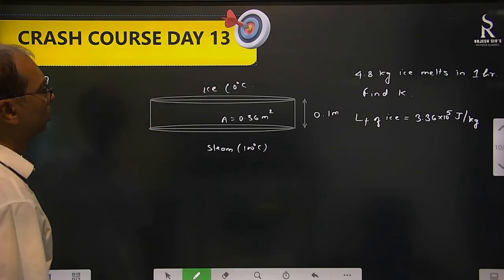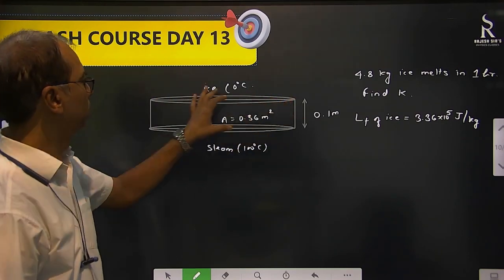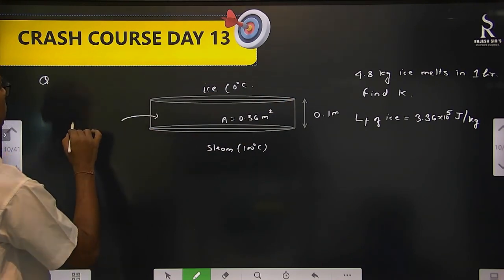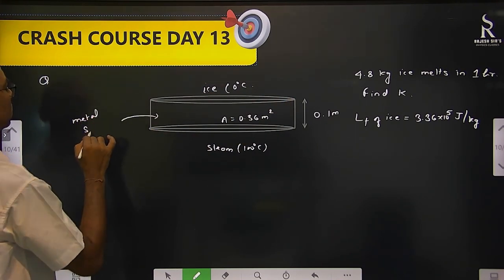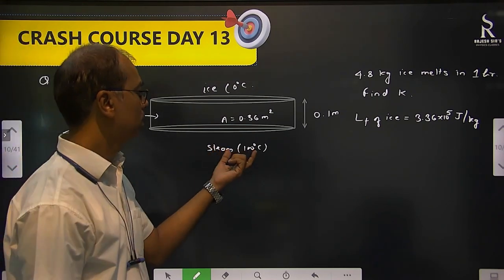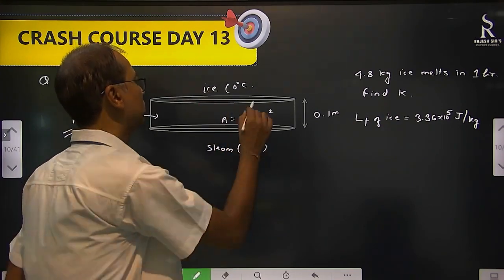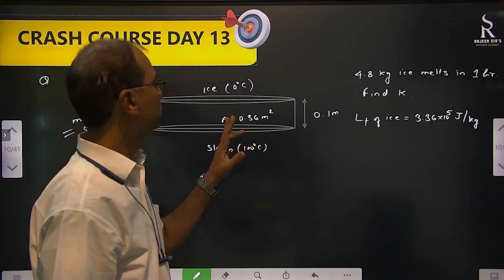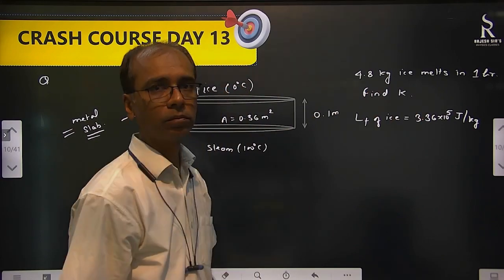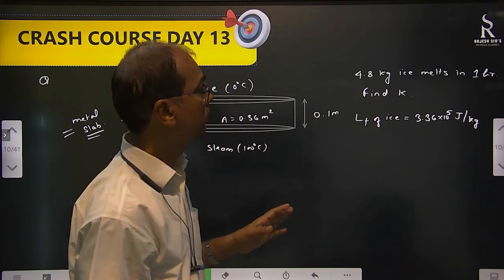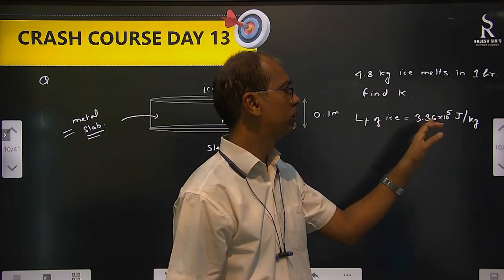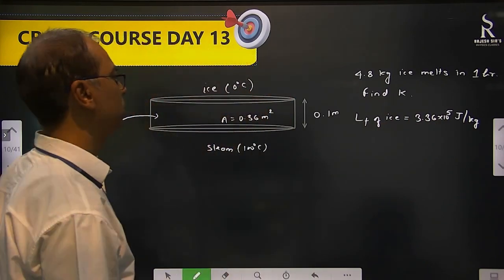What it says is that there is one metal slab, like the glass slab we see in optics. This is a metal slab. Here steam is there at 100 degrees centigrade. Here ice is there at 0 degrees centigrade. The area is given. 4.8 kg of ice melts in 1 hour. Find K. We have to find its thermal conductivity. The latent heat of fusion of ice is given as 3.36 into 10 to the power 5 joule per kg.